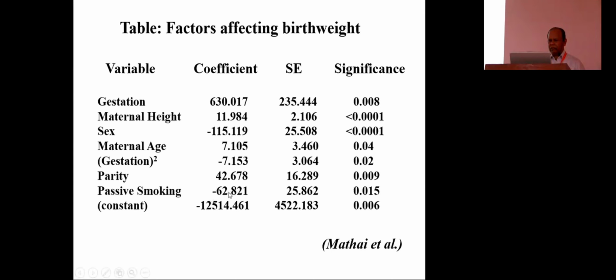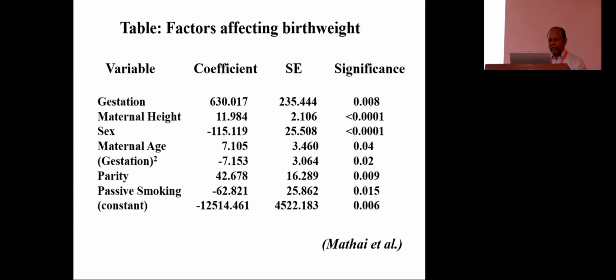What does this value tell you? Yeah, if I'm not a passive smoker, 0. 1 means passive smoker. If you move from 0 to 1, there is a birth weight decline. Do you understand this? Decline in the birth weight, 62 grams reduces. So, which is significant also.